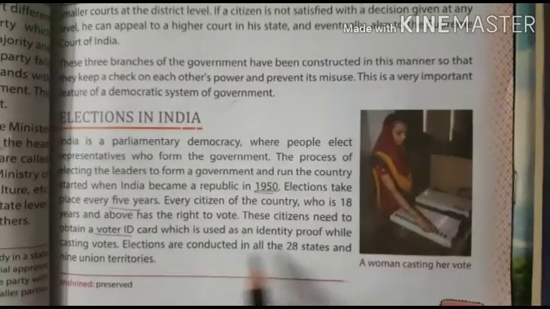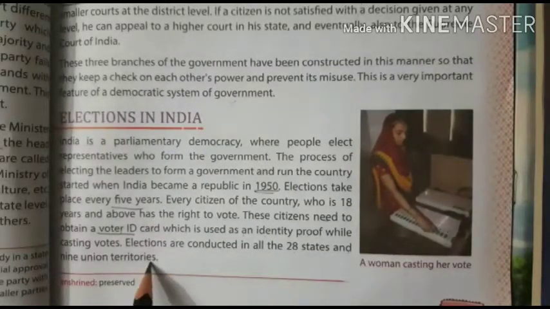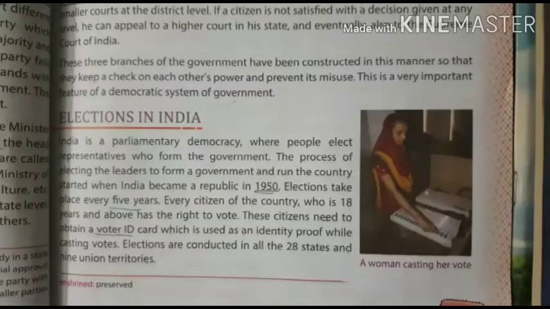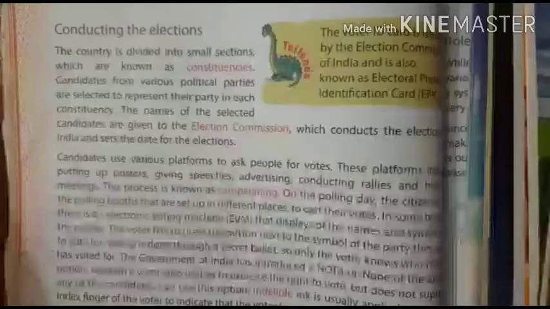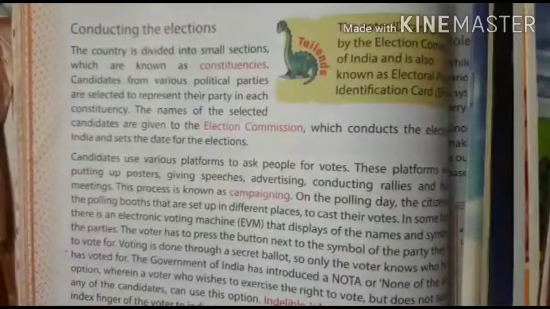Elections are conducted in all the 28 states and 9 union territories. Now we'll see how elections are conducted.